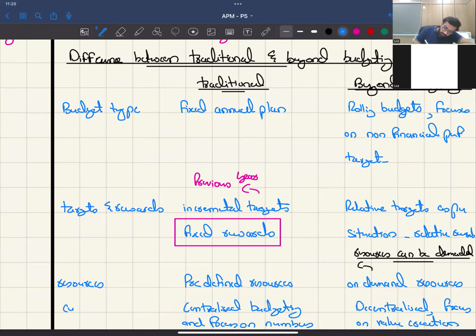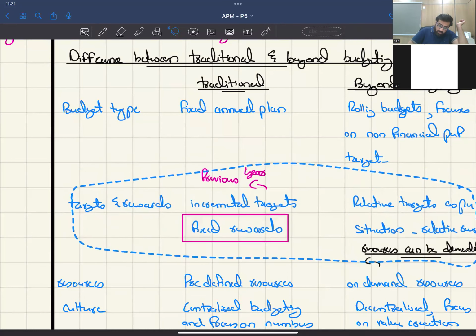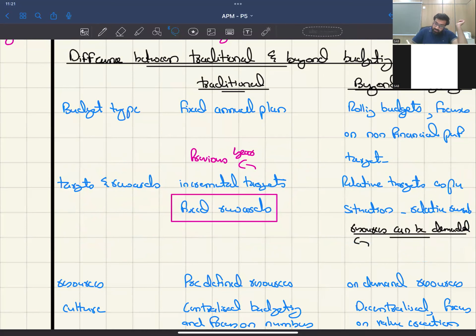So if I talk about the culture, here are some of the key differences as per my book. These are the differences between traditional budgeting as well as beyond budgeting. Any questions, guys, still here?